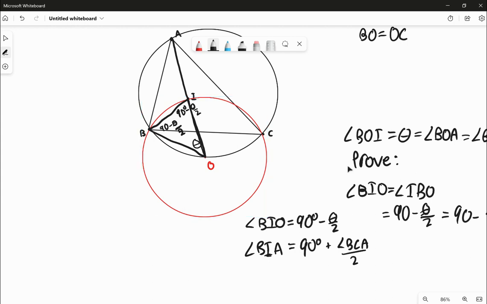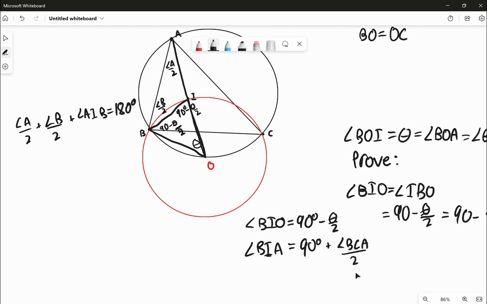So we have that this angle here, angle BAI, is equal to angle A over 2, and similarly angle B over 2. And now we can use the sum of the angles of a triangle to get that angle A over 2 plus angle B over 2 plus angle AIB is equal to 180 degrees. And we want to prove that this is equal to 90 degrees plus angle BCA over 2.